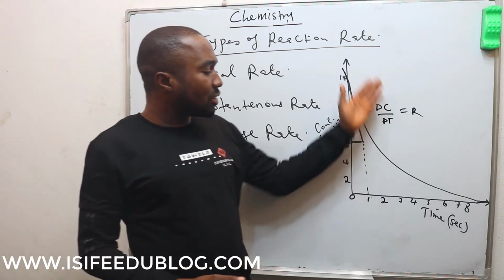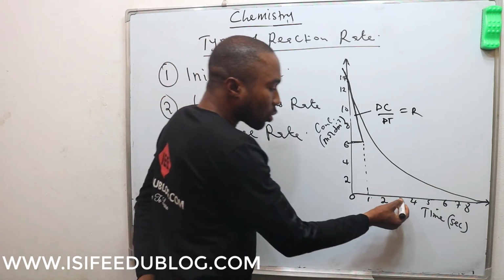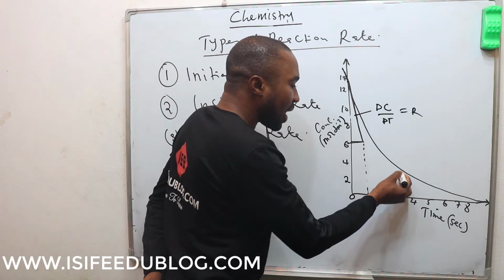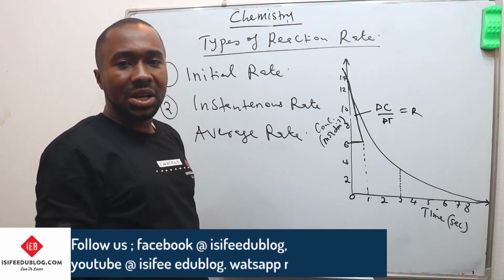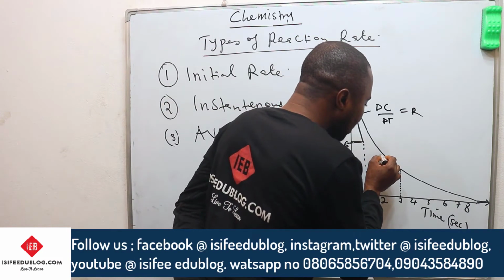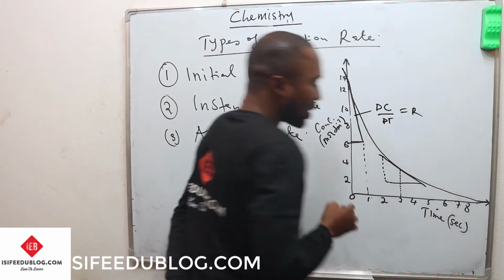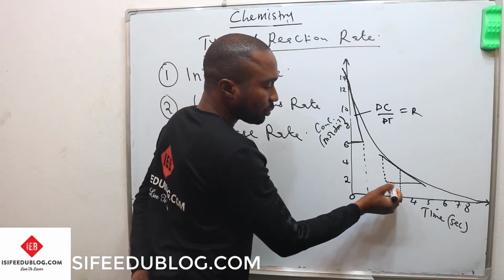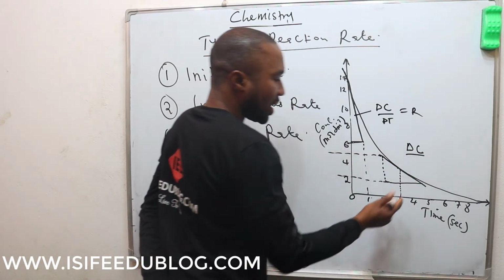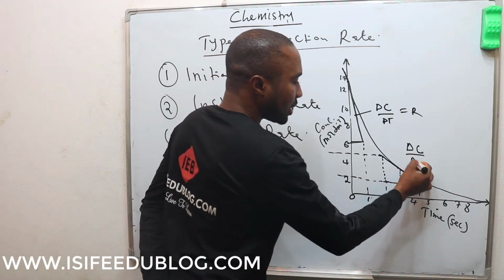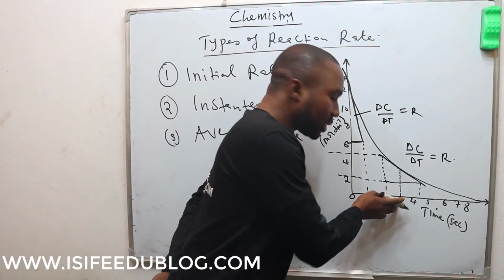So to determine instantaneous rate from this graph, maybe instantaneous rate at 3 seconds, I will come to the number 3 here and trace until I hit the curve. Once I get the curve, I will draw a line that is tangential to the curve and get the gradient at that point. The gradient at that point gives me the instantaneous rate at 3. So the instantaneous rate at 3 seconds can be determined with this. The change in the concentration axis, delta C, over change in the time axis, that is delta T. Whatever rate I have here becomes the instantaneous rate at 3 seconds.